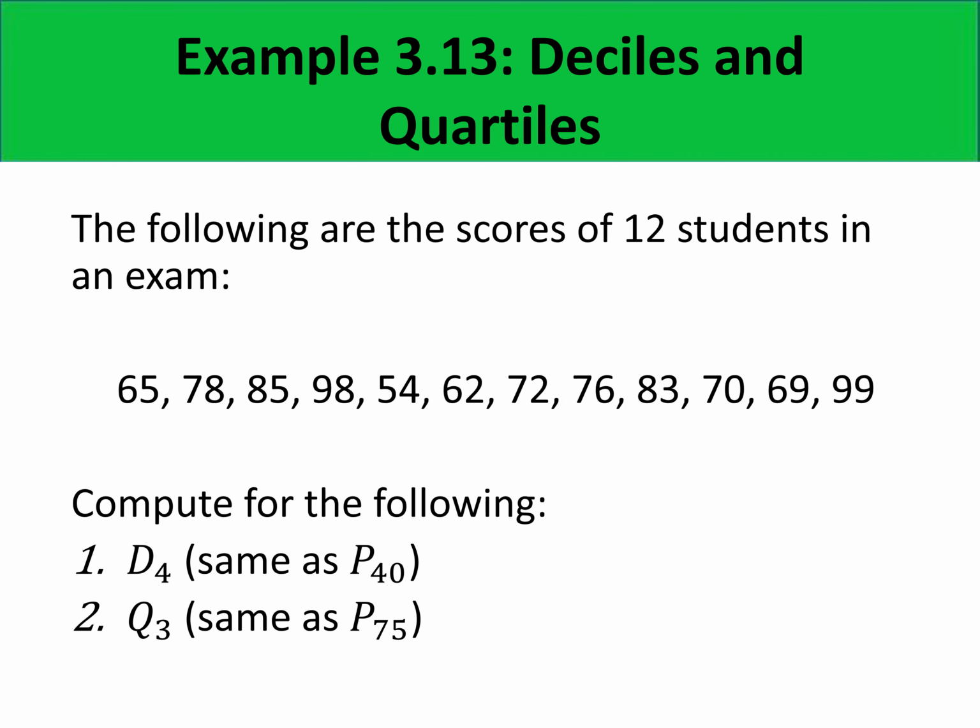Using again the dataset in the previous example, you can do on your own to compute for the 4th decile and the 3rd quartile. As you can see on your screens, the 4th decile is equivalent to the 40th percentile, and the 3rd quartile is equivalent to the 75th percentile. Since you already know how to compute these percentiles, you can do this on your own.